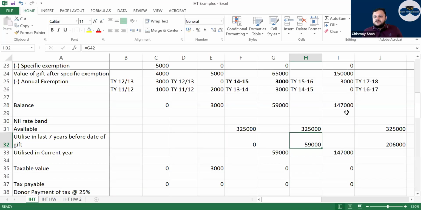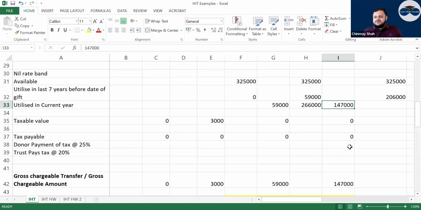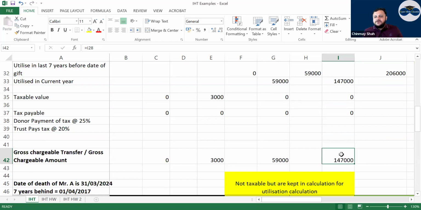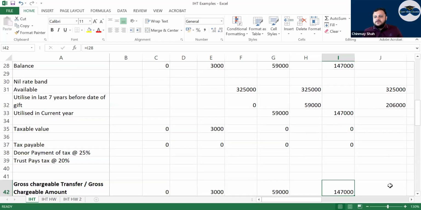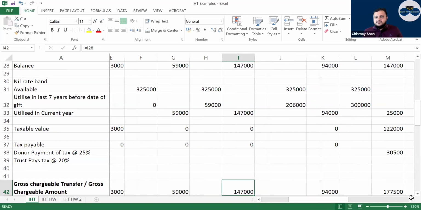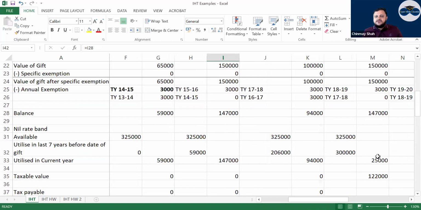Have a look. Then you have 59,000. How much is available? I think more than 147,000 is available. So can you use this 147,000? Yes. So you utilize this 147,000 and their taxable value is 0, correct? Taxable value is how much? 0. So tax payable will be 0. 147,000, that is your balance, will only become your GCT. Have a look, right? Then going ahead, this now gets interesting.